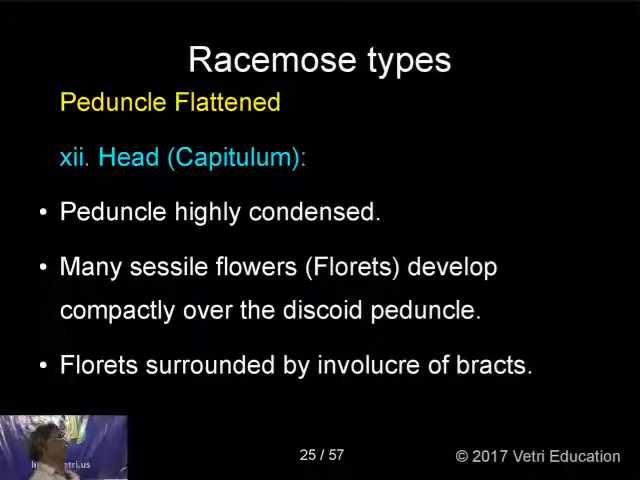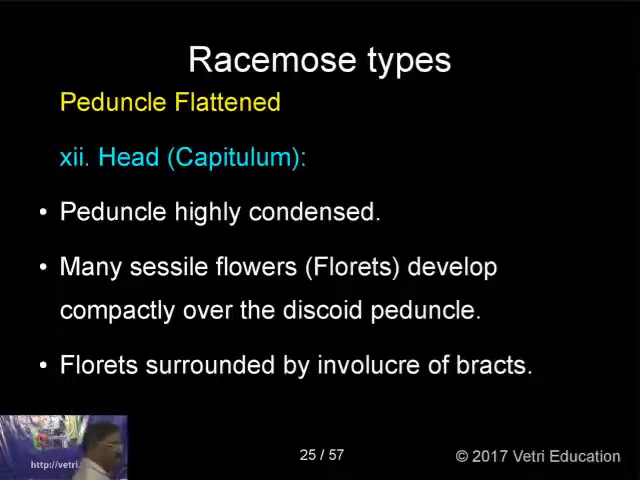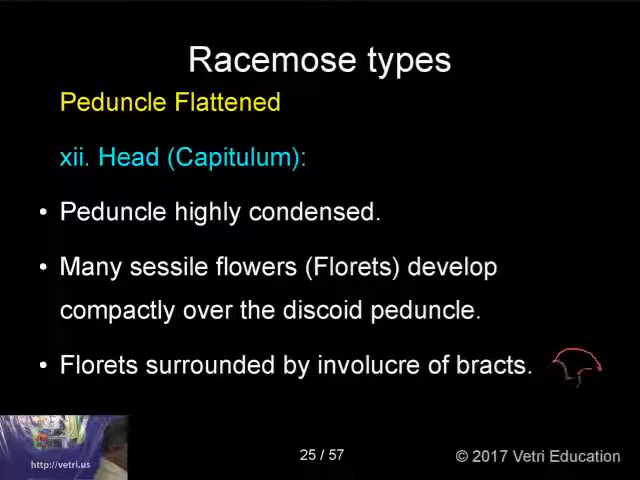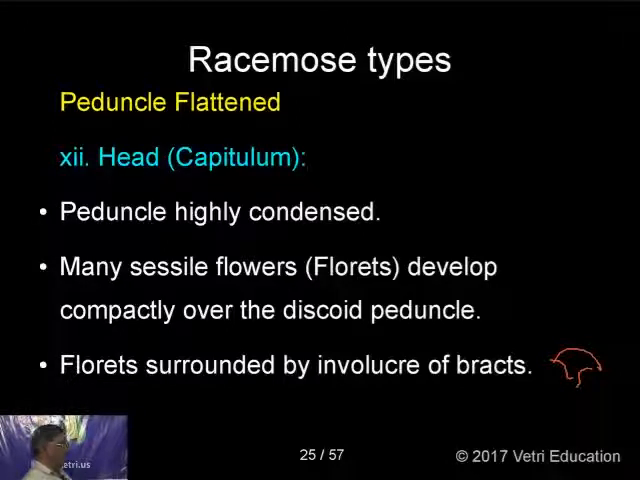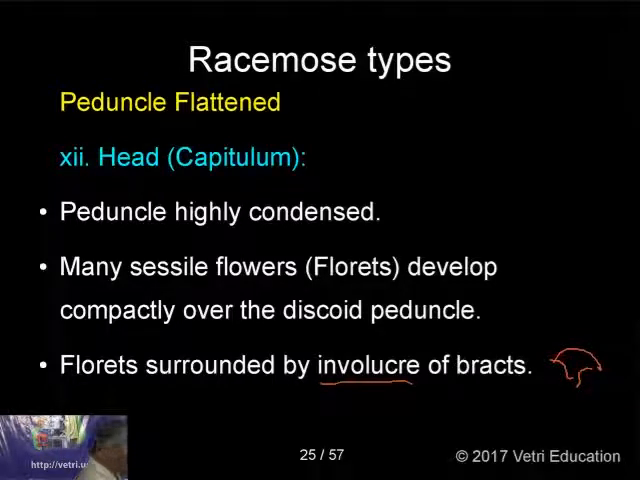The next one, among the racemose types, where the peduncle is flattened, you have to study the head inflorescence. The head inflorescence is also called the capitulum inflorescence. The peduncle is highly condensed, and on it you can find a number of flowers. So many sessile flowers are there. Sessile flowers means no pedicel. And a single inflorescence looks like a flower, where you can find many florets. Each one is known as a floret, compactly arranged over the discoid peduncle. In the same way, the bracts of all the florets are united together to form an involucre. Here also you can find an involucre of bracts.